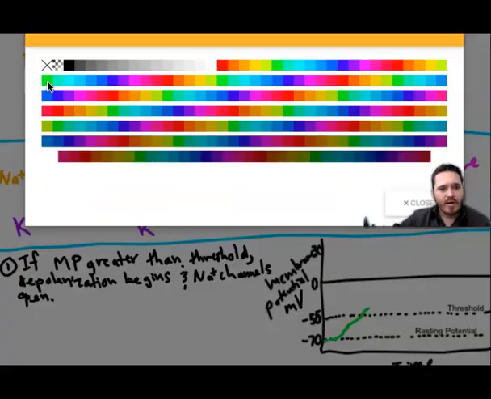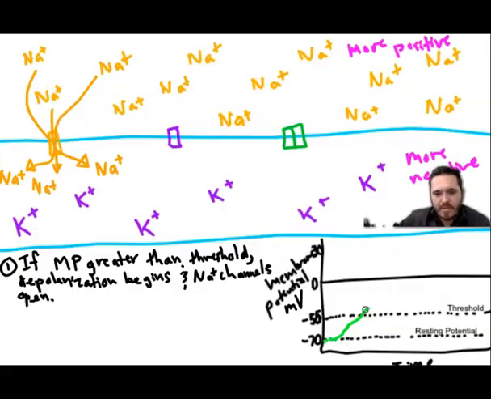So we're going to show that on the graph. It's going to keep getting more and more positive, past 0 and all the way to positive 30. Depolarization. Okay, and then once we're at positive 30, that is the voltage that allows the potassium channel to open.